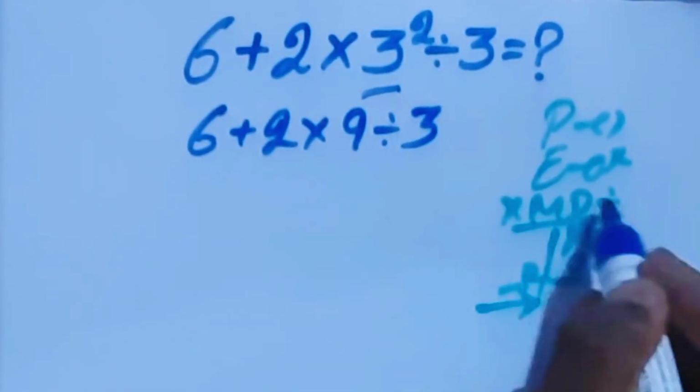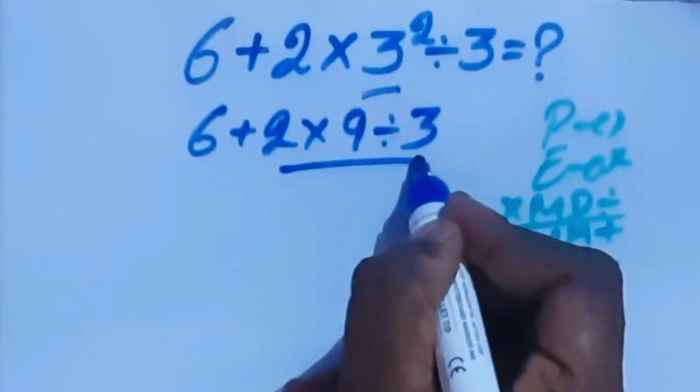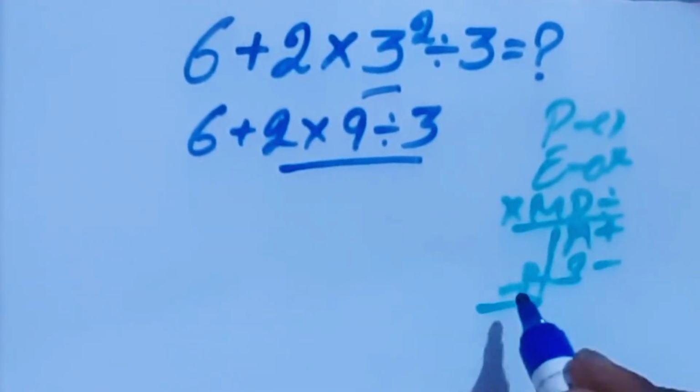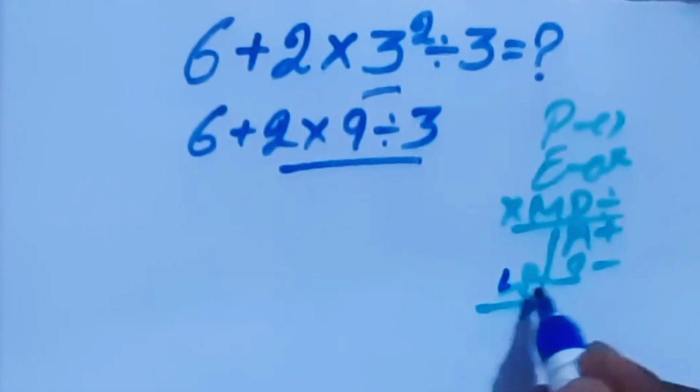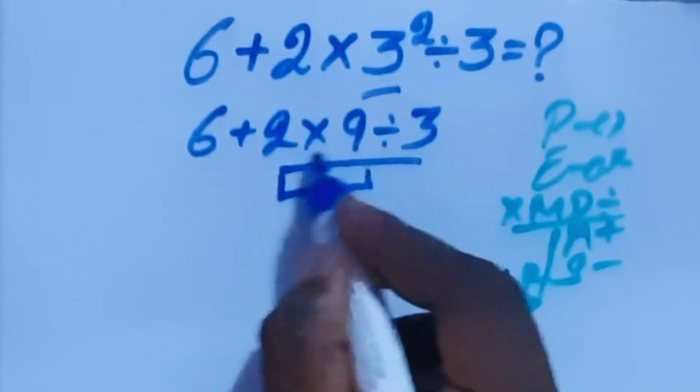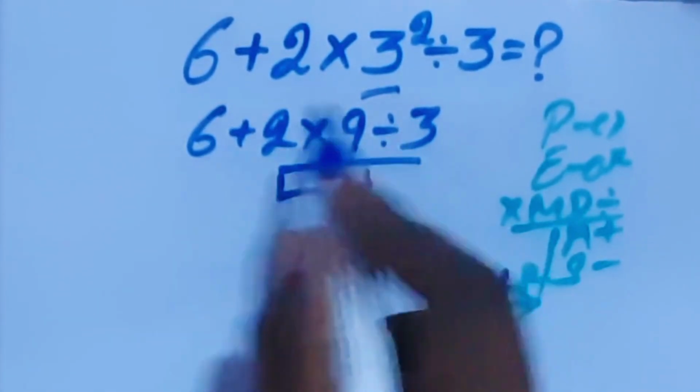The next priority is multiplication and division. So we have to do multiplication and division before this addition. Here multiplication and division are both equal priority. For equal priority we have introduced the left to right rule. Here left to right is this 2 times 9. So we have to do this 2 times 9 before the division and addition.